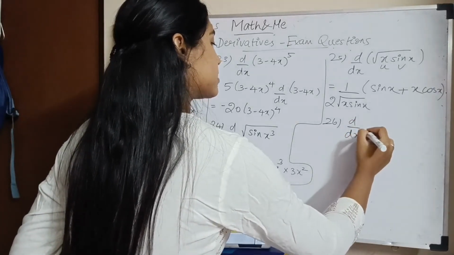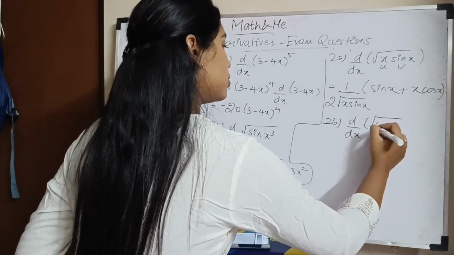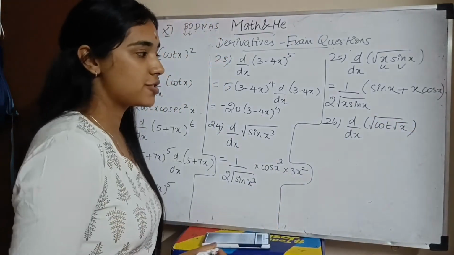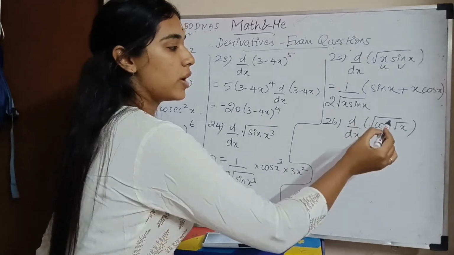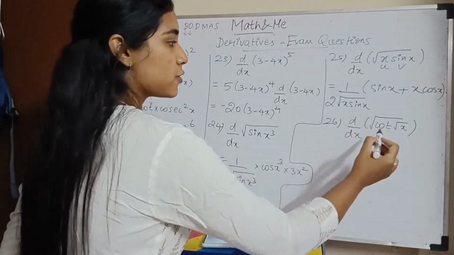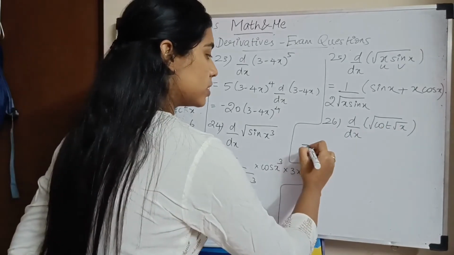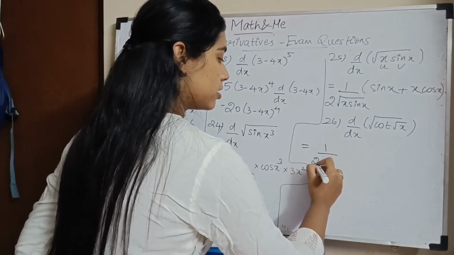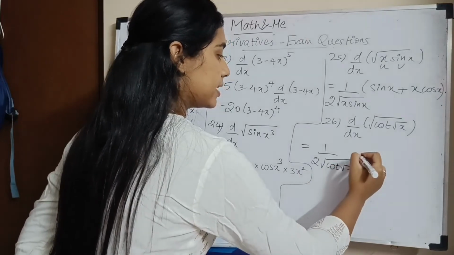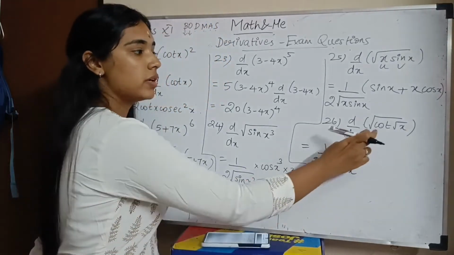d by dx of root cot root x. So how many functions do you have? You have a root, you have a cot, you have root x. So you have 3 different functions. So first we deal with the square root. Root x is 1 by 2 root x times derivative of cot x.